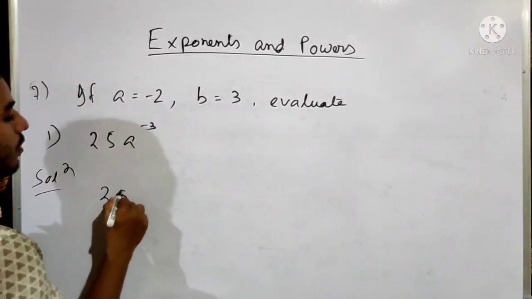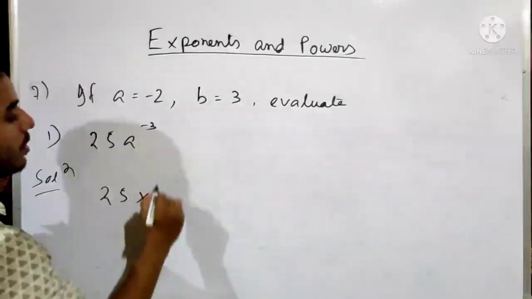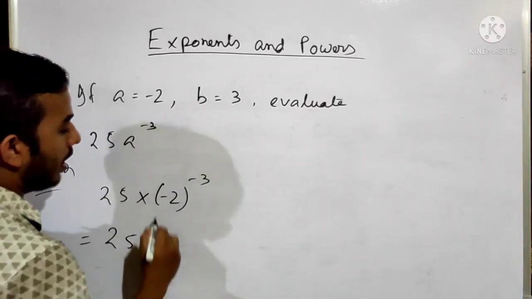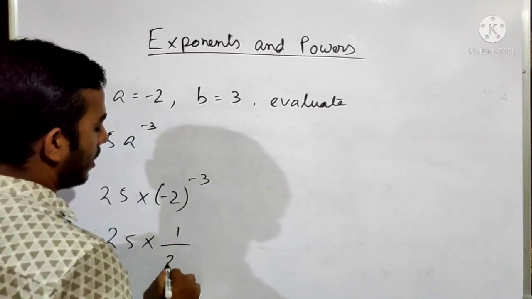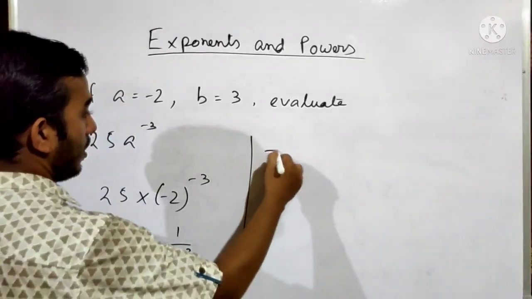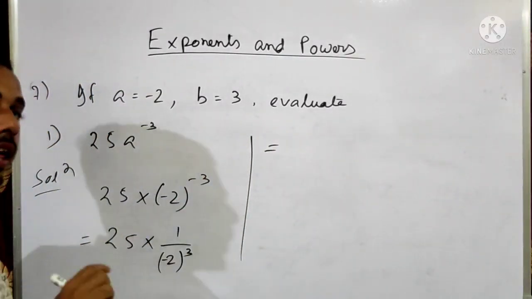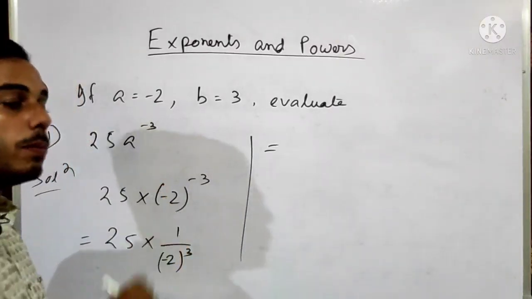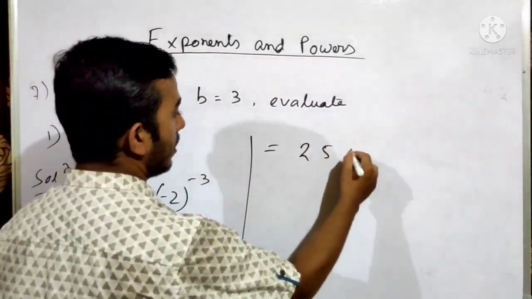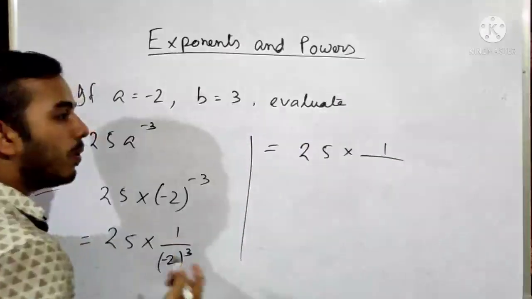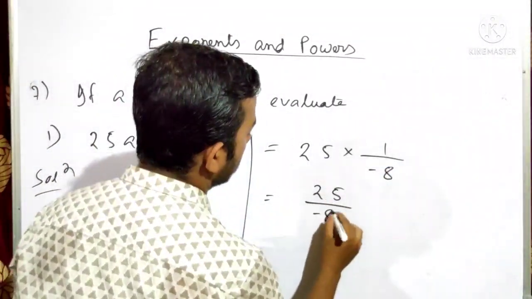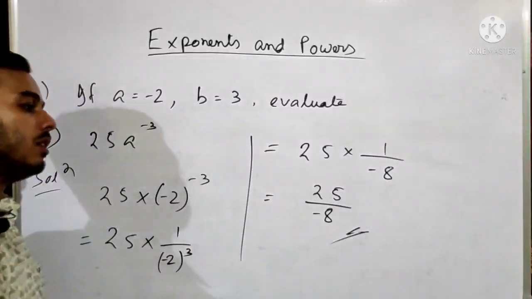Now 25 is multiplied with a, and a means -2 to the power -3. So it will be 25 into a to the power -n, which is 1 by a to the power n, isn't it? a to the power -n can be written as 1 by a to the power n. So here the power will be positive. Now 25 into 1 by (-2) to the power 3, which means -8, isn't it? So there is 25 by -8. Clear? Okay.